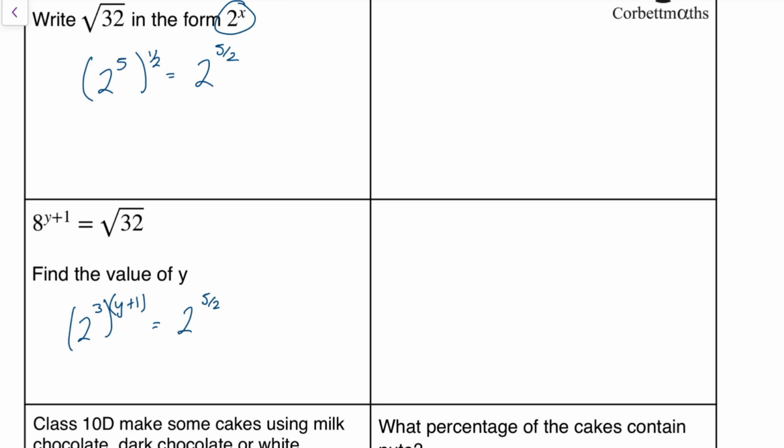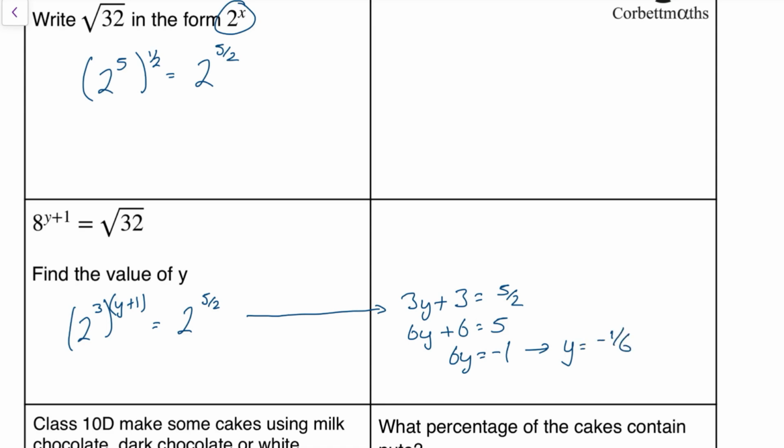Now, because the base value is 2 in both cases, it must therefore be the case, let's do this over here, that 3 times y plus 1, which is 3y plus 3, is equal to 5 over 2. You don't have to do this next step, but I like to do it just to make it slightly easier. So multiplying it by 2, which gives me 6y plus 6 is equal to 5. Take away 6 from both sides means that 6y is equal to minus 1. And finally, answer the question: the value of y is minus 1 over 6, or minus a sixth. And then it's first question done.